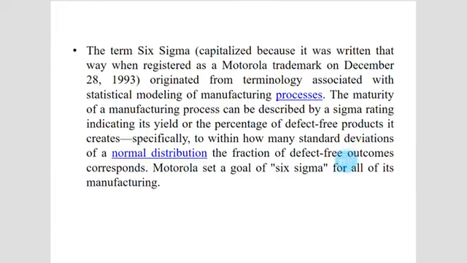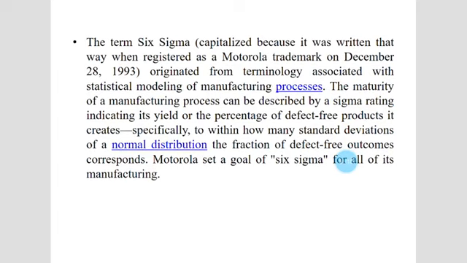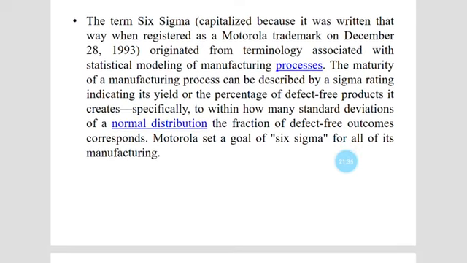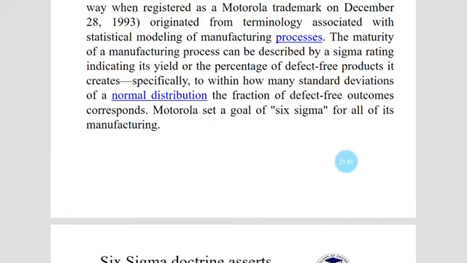The maturity of a manufacturing process can be described by a sigma rating, indicating its yield, or the percentage of defect-free products it creates, specifically within how many standard deviations of a normal distribution the fraction of defect-free outcomes corresponds. Motorola set a goal of Six Sigma for all of its manufacturing.